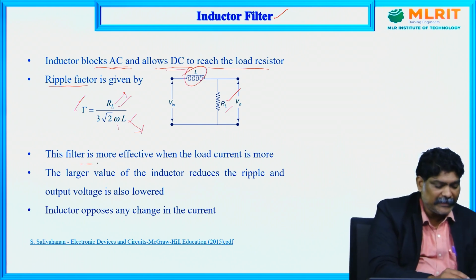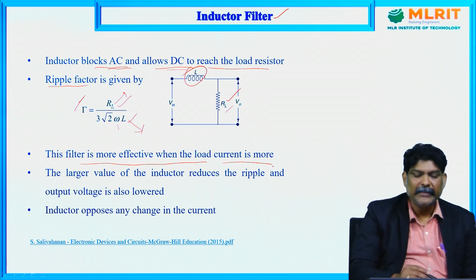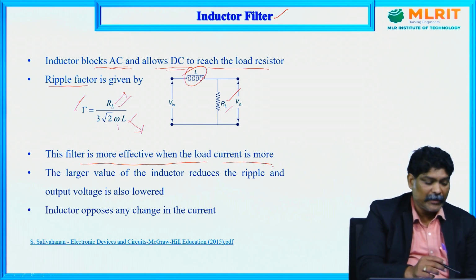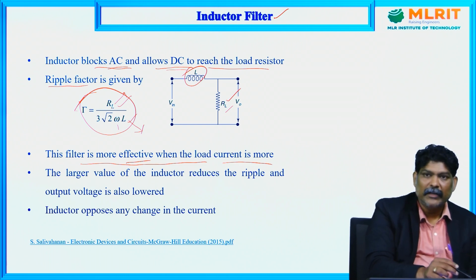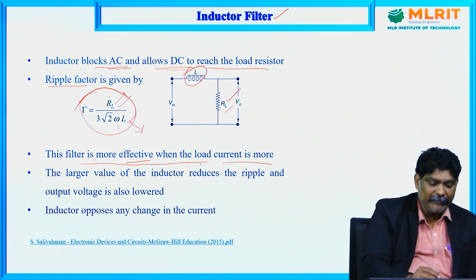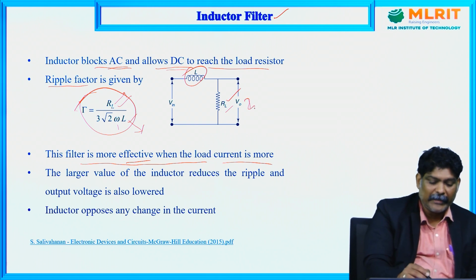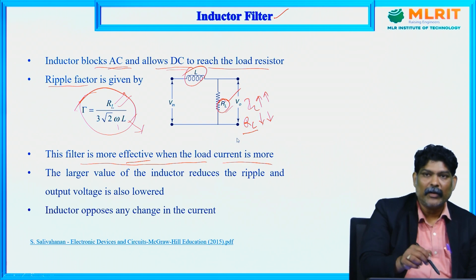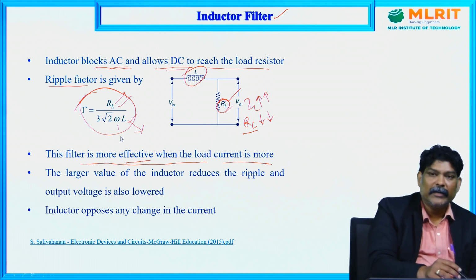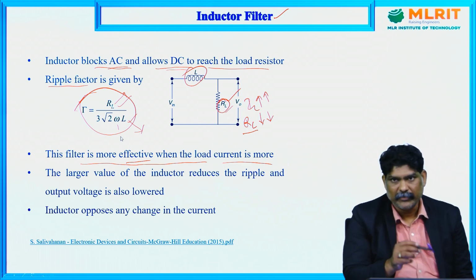This filter is more effective when the current is more. By observing this expression, it works effectively when the load current IL is more. If load current IL is more, it means RL should be very less. So if the load resistor is of small value, then your inductor filter works well.